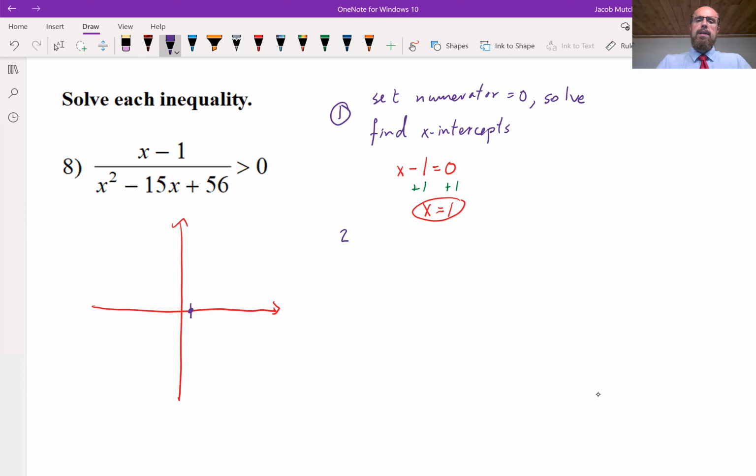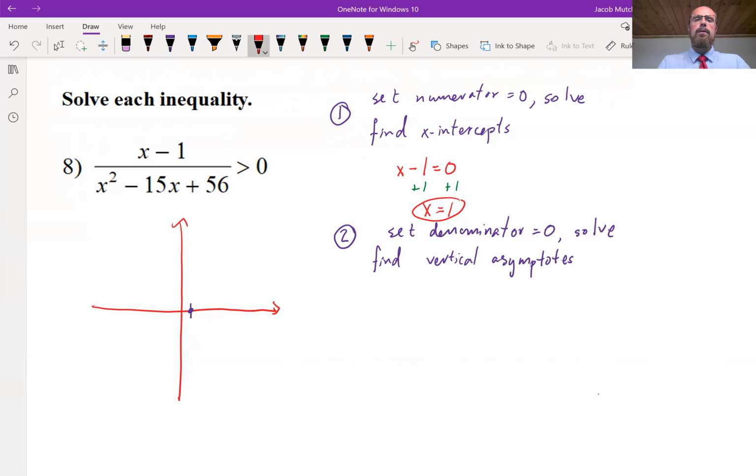Once I've got that in place, I then want to find any vertical asymptotes. And that's where I set the denominator equal to 0 and solve. Now, one thing I'm noticing in my denominator on this question is that it is not factored. So what I should do first is factor that, and then I would set each individual factor equal to 0. But I'm going to set it up first in the unfactored form. So I'm going to take the denominator x squared minus 15x plus 56, set that equal to 0.